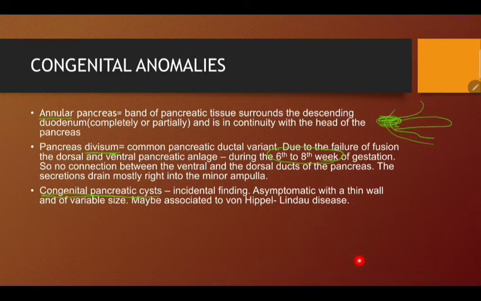And then the last one is congenital pancreatic cysts. These are incidental findings and usually asymptomatic. They might have a thin wall and be of variable sizes.